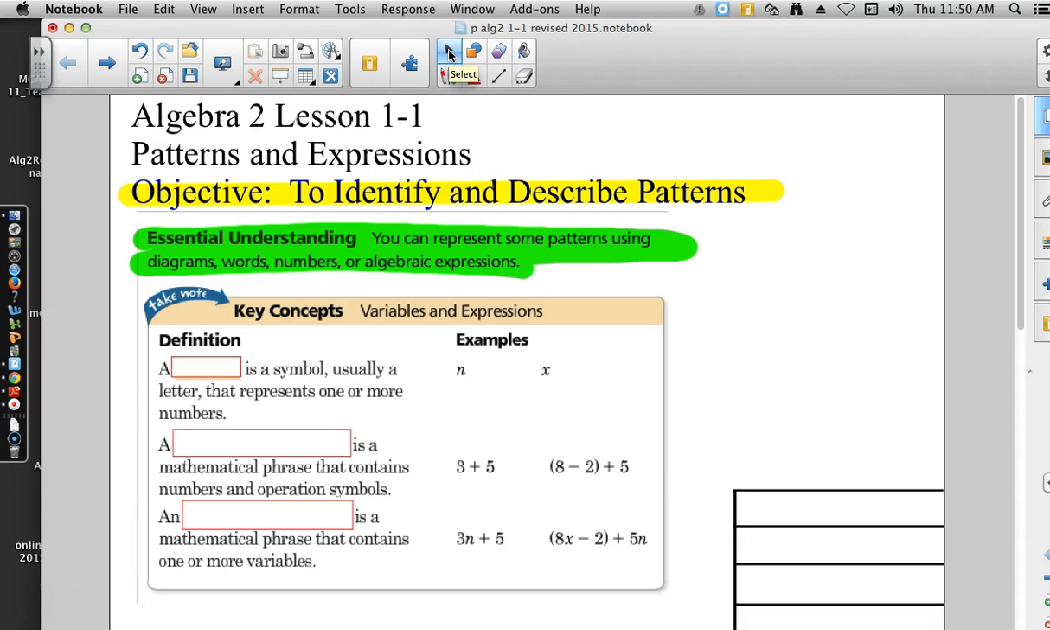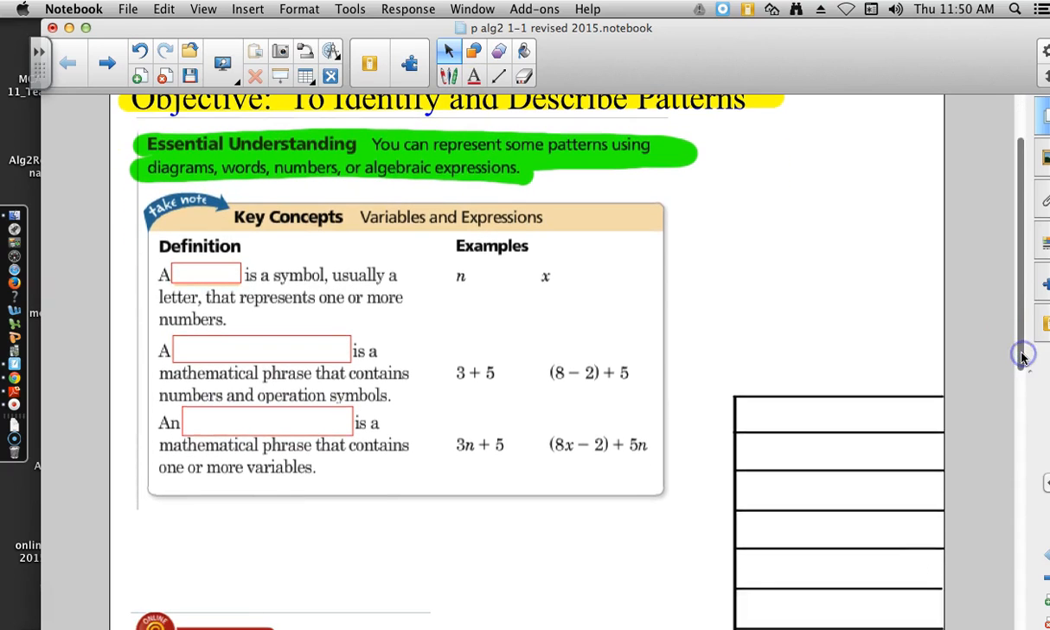Now we have a key concepts box, and that is always helpful when we go through a section to tell us, okay, what's important here? What do we need to know? Maybe vocab-wise, or maybe it's a property or a theorem of some kind that tells us some information that we need to use. But this is not geometry, so we don't necessarily focus so much on why we're doing what we're doing as we do on making sure that we can find a phrase, find a mathematical expression for these things. So variables and expressions, we have an N and an X. Both of those are variables. So a variable is a symbol, usually a letter, that represents one or more numbers.